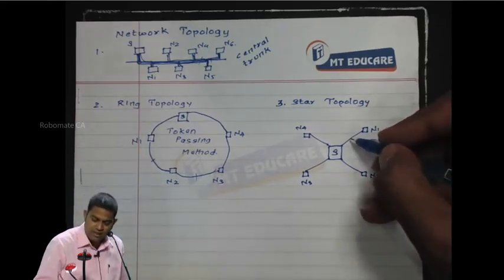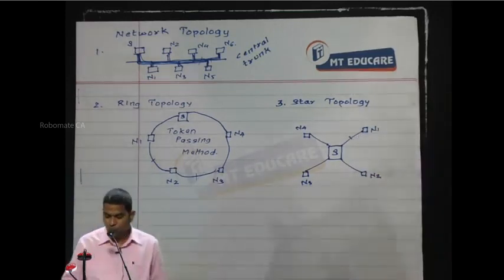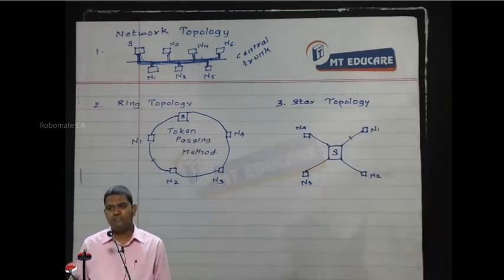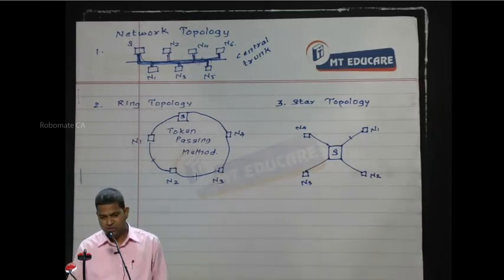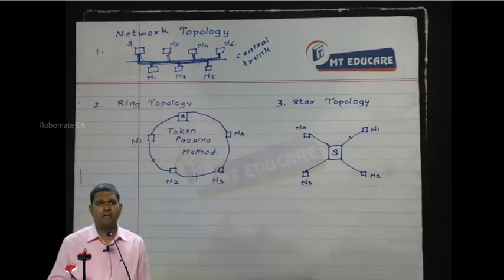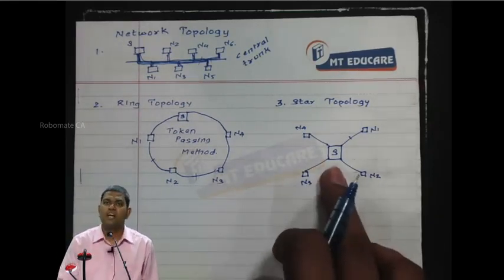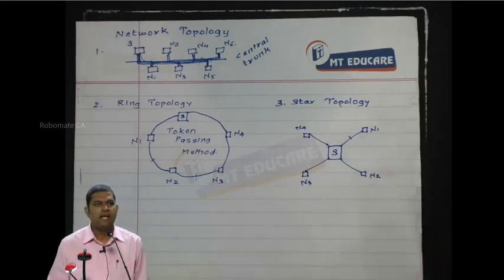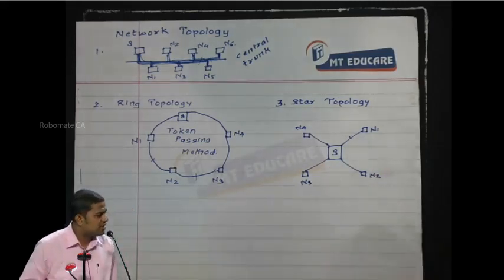Now suppose if there is a cut over here, it is quite obvious your N1 won't work because it is out of the system. And the major disadvantage is, suppose the server is not working, the entire network will come to a standstill.